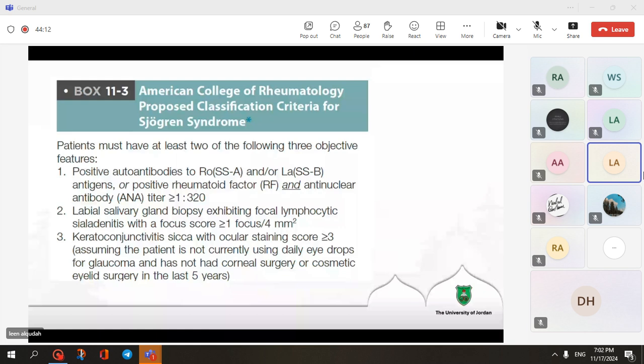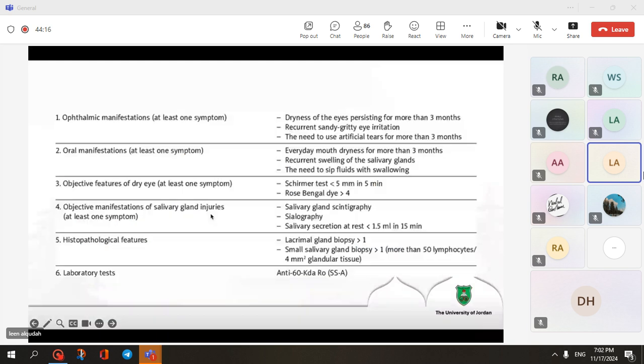So this is another criteria. These 2 criteria are basically one from the American and one from the European, and you have to know that for the ophthalmic manifestation, they should at least have 1, and so on for the rest of the criteria that we just discussed.